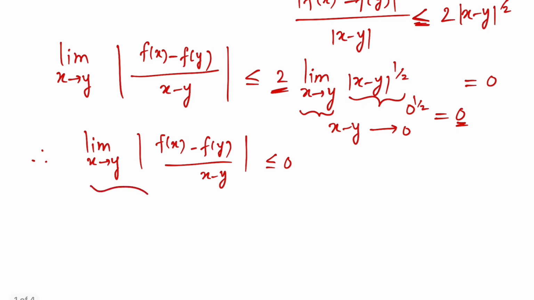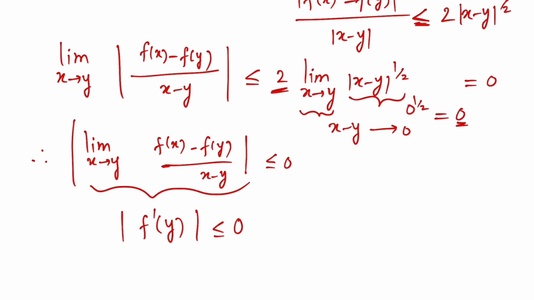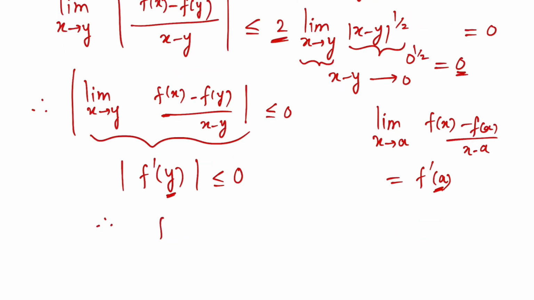And what is the meaning of this? We can just take this mod outside, so we have mod of this limit, and this is nothing but mod of f dash of y is less than or equal to 0, right? Because recall the definition, if we have limit as x tends to a of f of x minus f of a divided by x minus a, then this is just equal to f dash at a, and therefore we have f dash of y is equal to 0. And this gives us that f of y is a constant function.